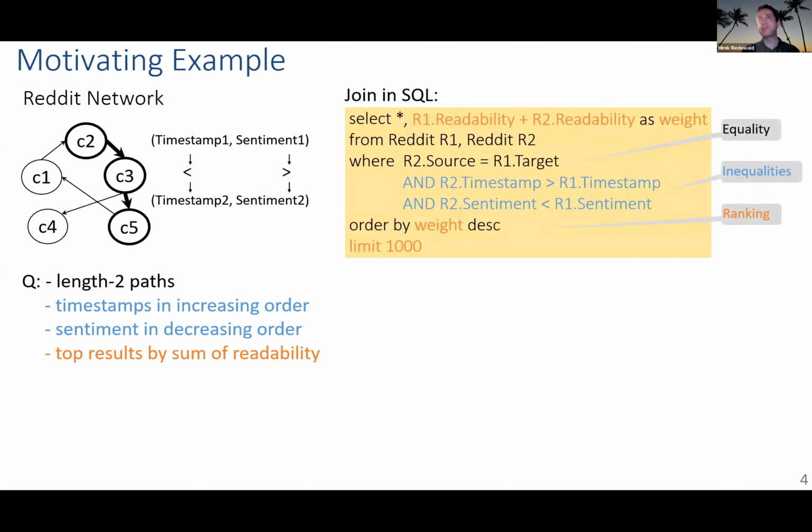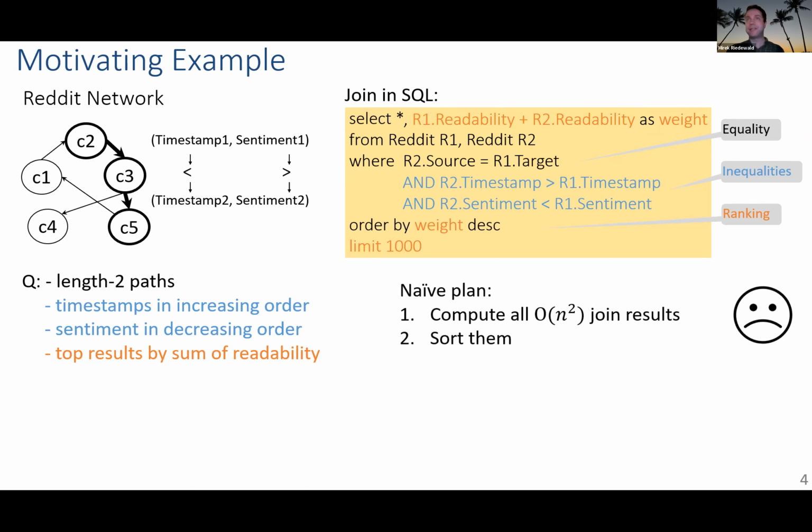This kind of analysis written as an SQL query looks like this. We have select some attributes we care about. The weight is just the sum of readability scores of the two articles that we're looking at. We're ordering by that weight. We're looking at the top 1000. And the join is between Reddit articles where we have a match on the source of one versus the target of the other. We have the increasing timestamps and also the decreasing sentiment, meaning a more negative sentiment in one than the other article. So there's a mix of inequality and equality conditions in this case.